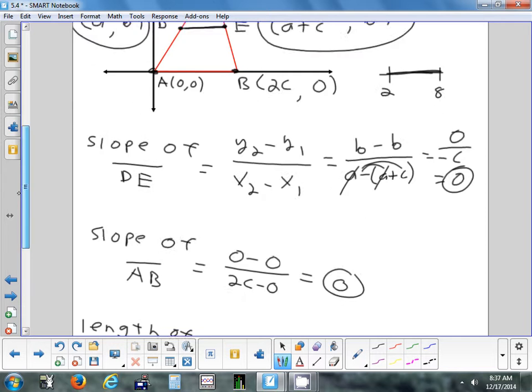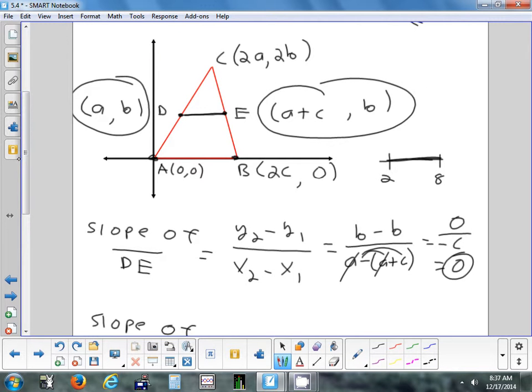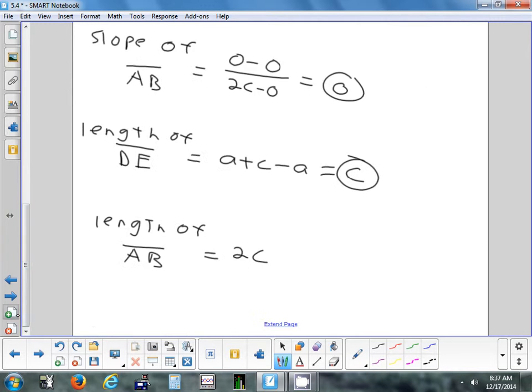Where did we start? 0. We started at 0. So what's the length from 0 to 2C? It's like if I said, what's the length from 0 to 8? You wouldn't take half of it. It'd be 2C. So from 0 to 2C, that's 2C units long. So we proved that DE is half the length of AB.